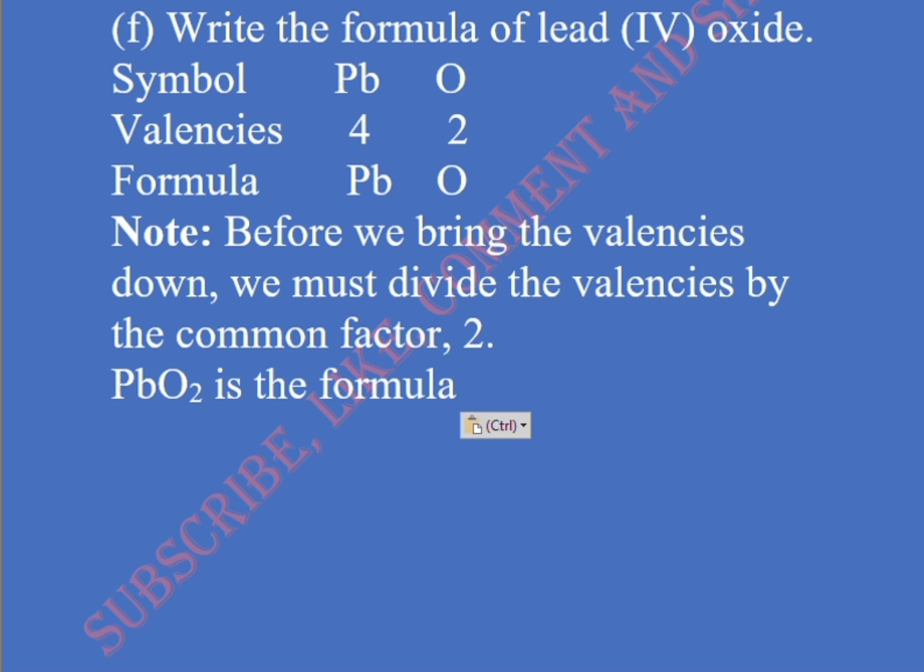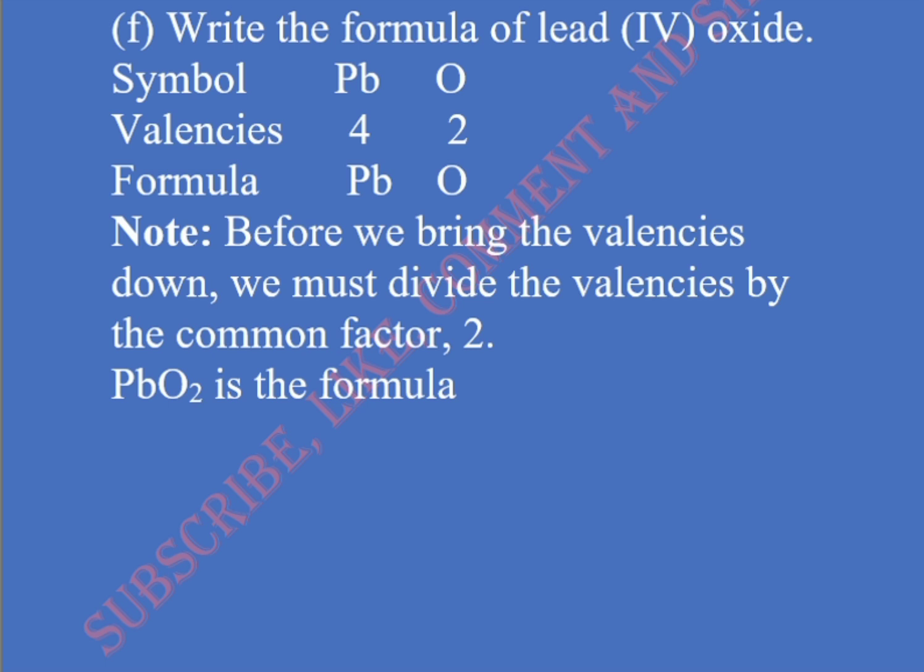Now in this case, you have 2 as a common factor, so you divide 4 by 2, 2 divided by 2, so that we have the lead having a valence of 2 and oxygen having a valence of 1. It's not that those are their valence, but now we are just dividing so that we can have the smallest number possible.